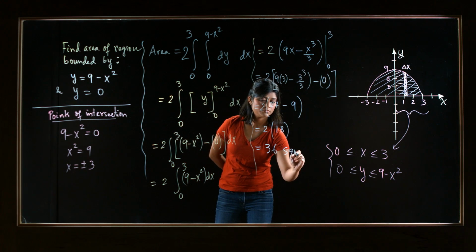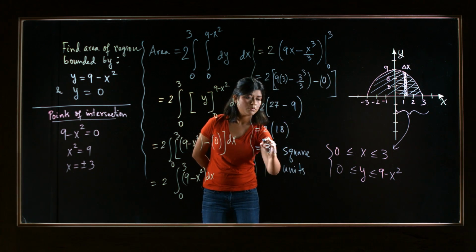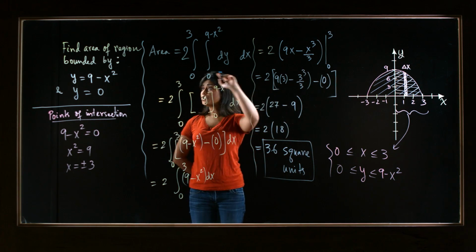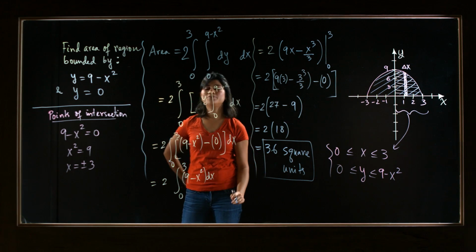So the area of the region bounded by the parabola and the line is 36 square units.